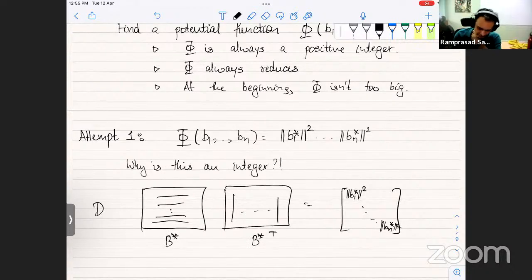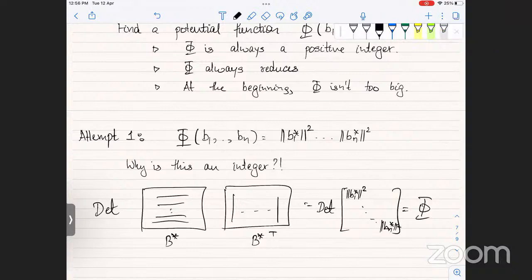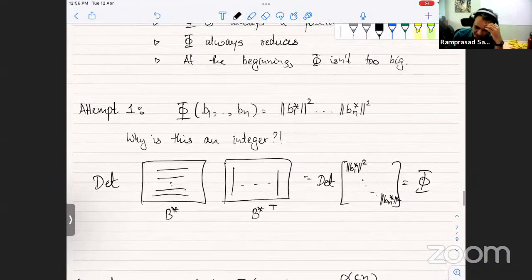Therefore, the determinant of this is equal to the potential function we care about. So the determinant of B star B star transpose equals the potential. But I also know B star in terms of B, because M times B star is equal to B. So this is nothing but M inverse times B B transpose times M inverse transpose.